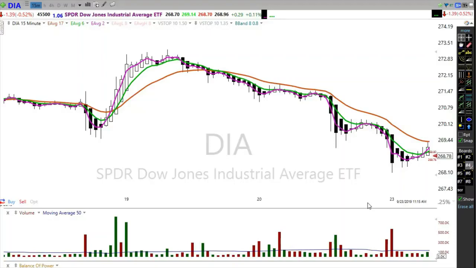Bob, the reason I'm using the 2 and the 6 is because of the math of the Heiken Ashi candle. The 2 and the 6 best replicates the 3-8 trap on a Heiken Ashi. It's just because of the mathematics of how the candles are calculated.